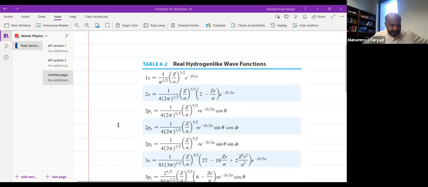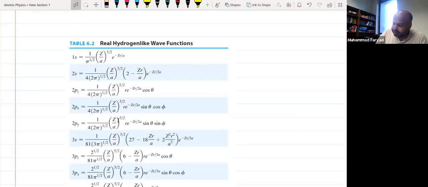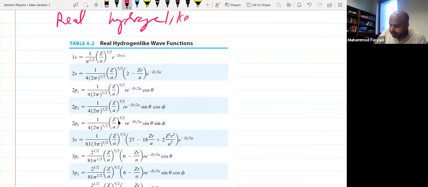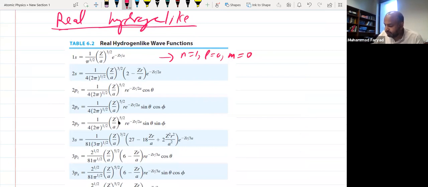Okay, so we were discussing real wave functions, hydrogen-like, and I have copied them here. Just to recap a little bit. This 1s is when n is 1, l is 0, and m is 0, which we also refer to as psi 100, wave function in the language of NLM.